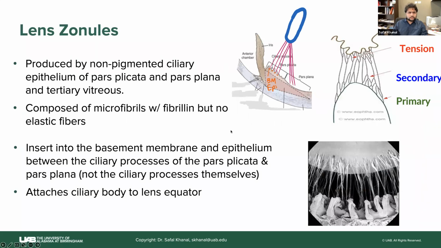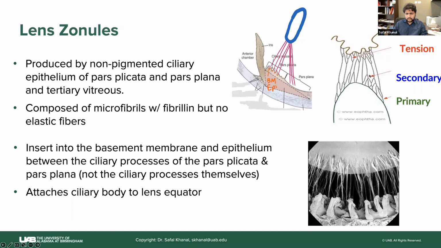Let's talk about the zonules next. These hold the lens and these are the connection between the lens and the ciliary muscle. These are produced by the non-pigmented ciliary epithelium of pars plicata and pars plana, and also by the tertiary vitreous, organized into three different zones: tension, secondary, and primary. Primary are the ones attached to the lens.